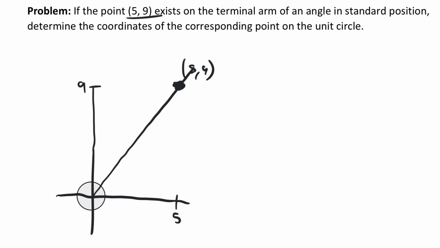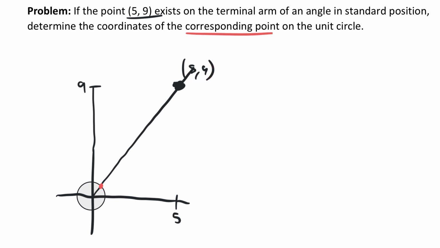And we're supposed to find the corresponding point on the unit circle? Well, the corresponding point, that means kind of over there. The point on this arm that corresponds to the unit circle. Okay. Let me think about this. How could we find that point? Well, we know that this is a line, and we know that over here the point is 5, 9.